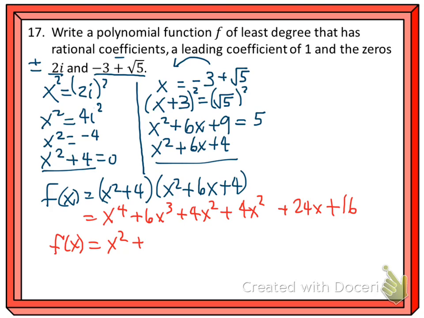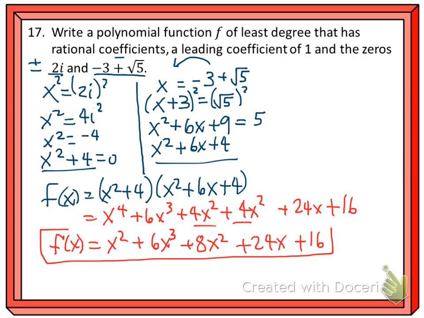how many cubes do we have? Only that's 6. And then x squareds, we have 8 of them, plus 24x plus 16. Now we can call that done.